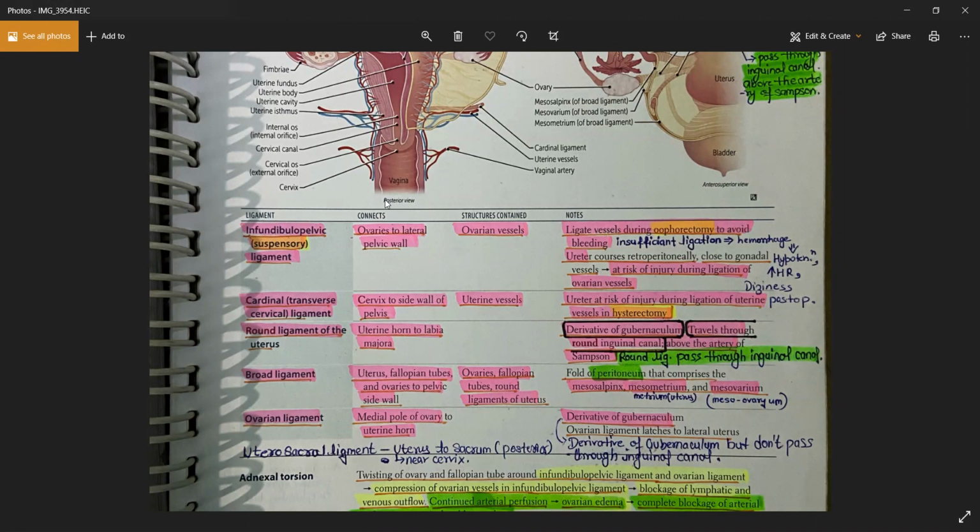Just give me a second. Yeah. So that's everything about all these structures on this page.